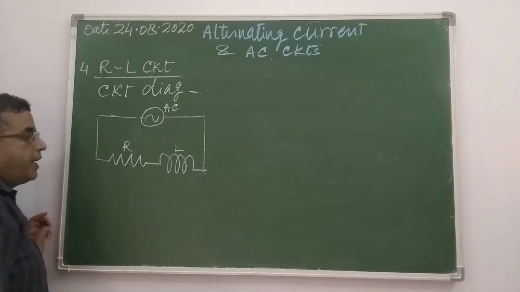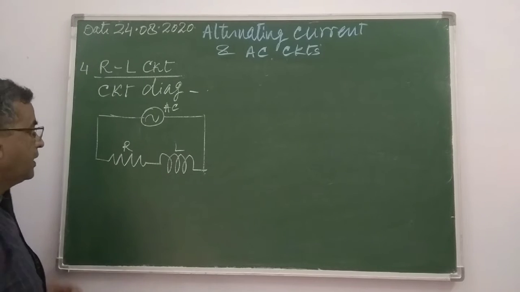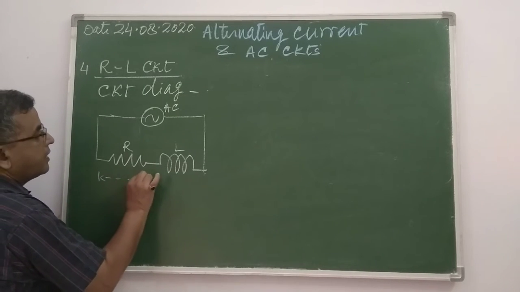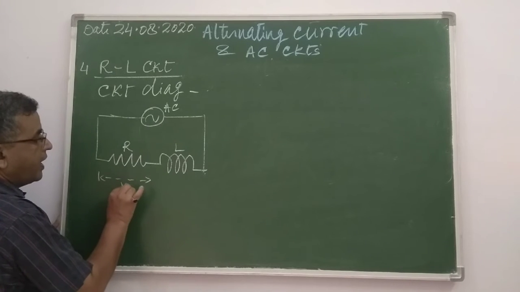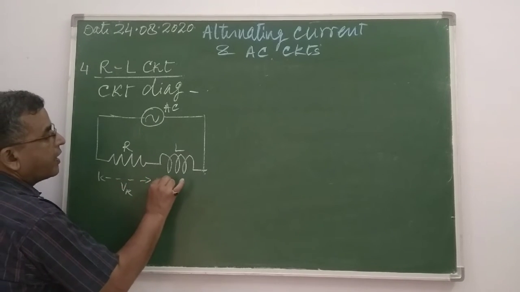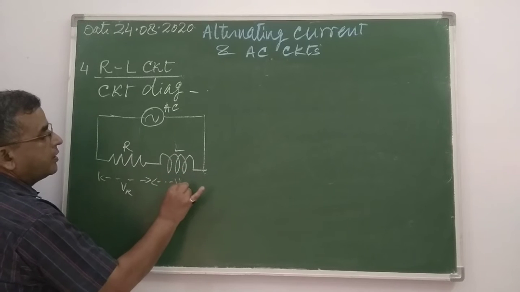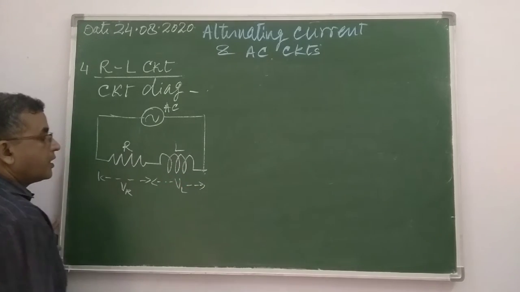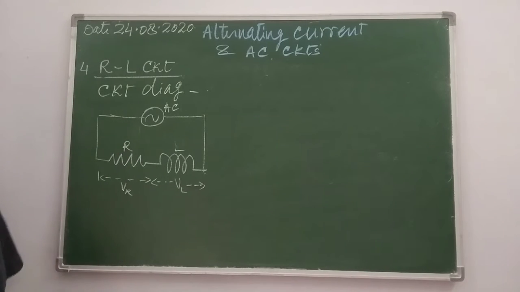This is the AC supply. The voltage developed across the resistor, say it is VR, and the voltage across the coil is VL. So this is the AC circuit.